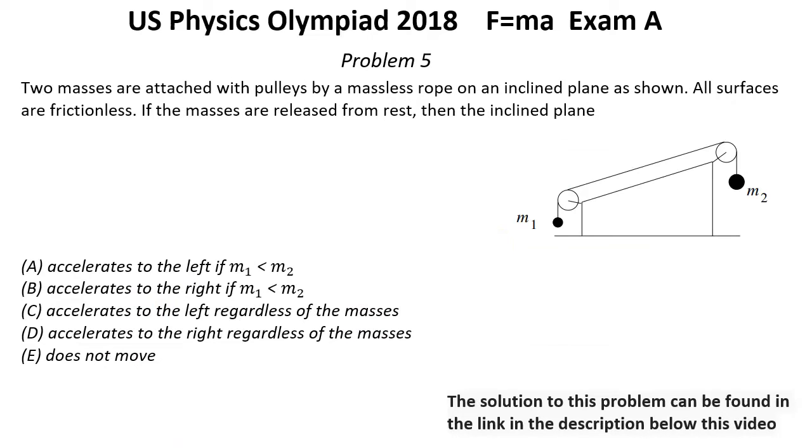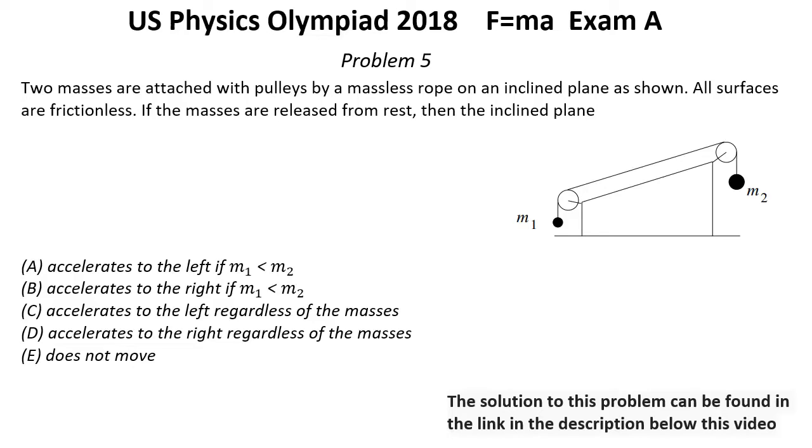Problem number 5. Two masses are attached with pulleys by a massless rope on an inclined plane as shown. All surfaces are frictionless. If the masses are released from rest, then the inclined plane.